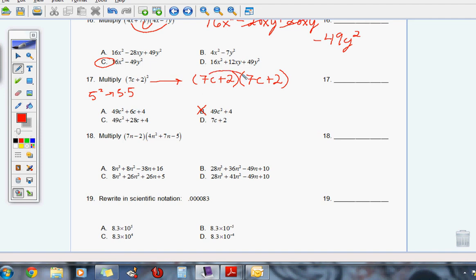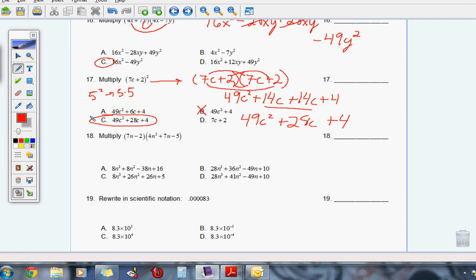Well, 7c times 7c, 49c squared. Outside, 7c times 2 is a positive 14c. Inside is a positive 14c. And then last, 2 times 2 is a positive 4. So when we combine like terms, we actually have 49c squared plus, I got 28 c's, and I'm going to tack on a 4 to the end. And looking at the solutions here, it looks like C is the answer.